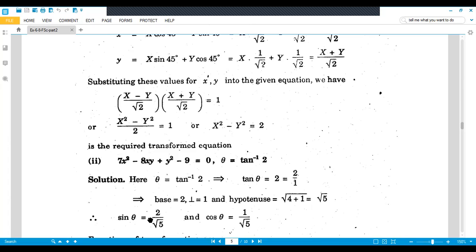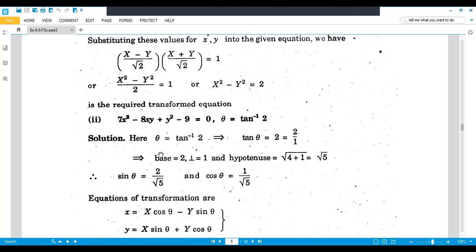So sine theta is perpendicular over hypotenuse, so perpendicular is 2, 2 over under root 5, and cos theta is base over hypotenuse, so base is 1, 1 over under root 5. By mistake it's written here, make it correct. Base is 1, perpendicular is 2.